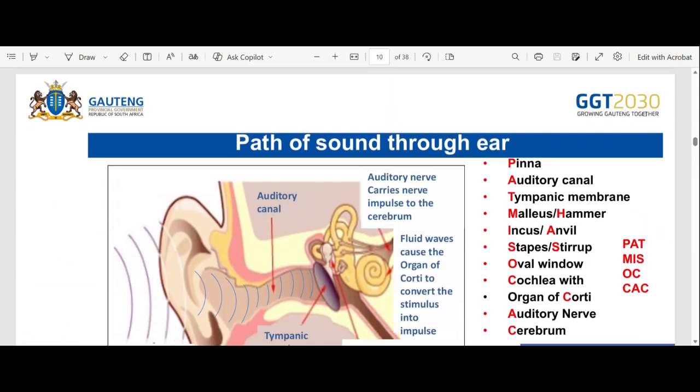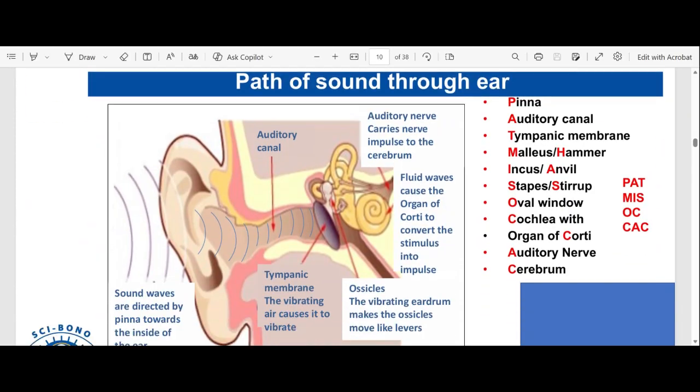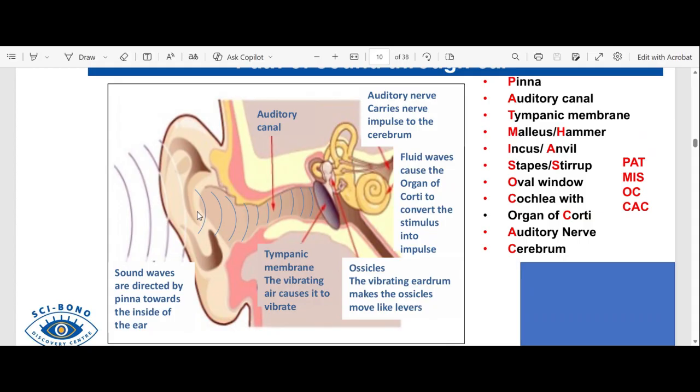Now let's look at the part on sound through the ear, at hearing. What happens when it comes to hearing? The sound waves are directed towards the pinna. The pinna traps the sound waves, then directs them through the auditory canal. The auditory canal will transmit or direct the sound waves towards the tympanic membrane, causing it to vibrate. And the vibrating tympanic membrane will cause the ossicles to also vibrate.